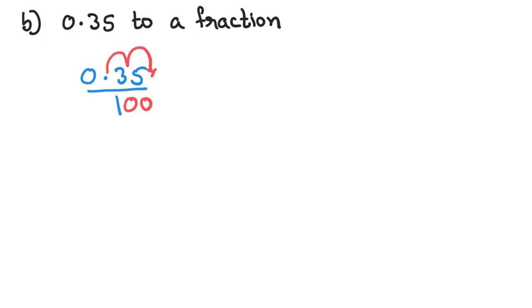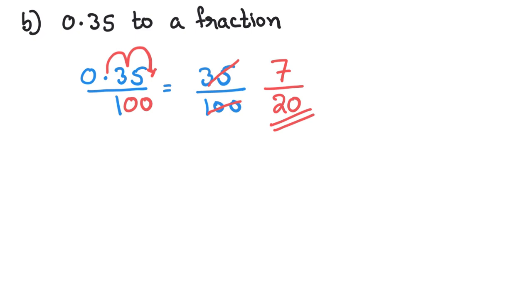That's all it means. So now we have 35 over 100. Now this is a fraction. But wait a minute. Is there a number that can divide 35 and 100? Yes, 5. So 5 7 times is 35 and 5 20 times is 100. Now we say that this fraction is in its simplest form.